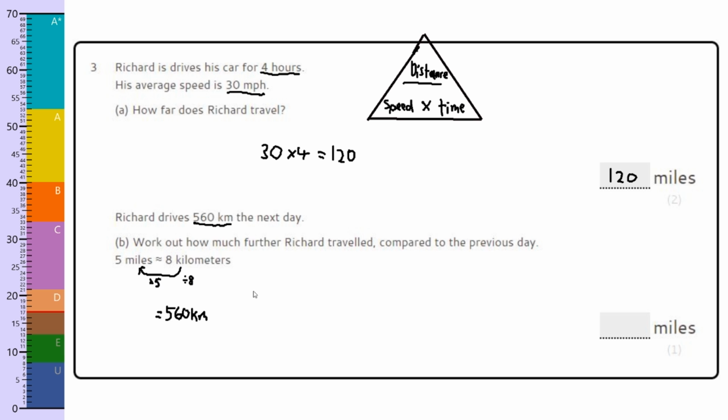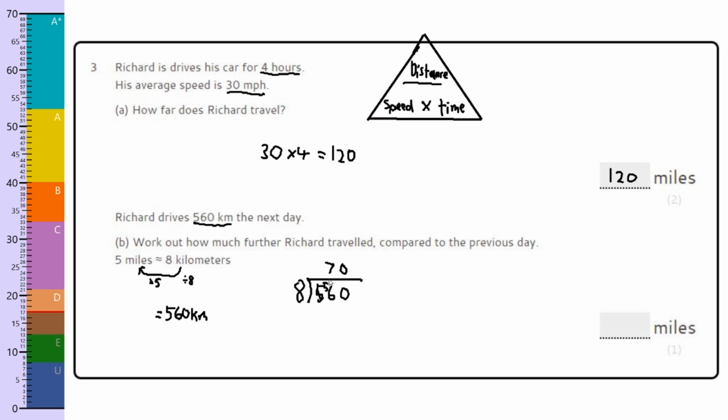Okay, so I need to work out how many 8s there are in that number, and then I need to times that by 5. So I can do the bus stop method, but some of you will look at the number and go, I already know what the number's going to be. But we'll do the bus stop method anyway. 8 into 5 don't go, 8 into 56 goes 7, and 8 into 0 goes 0.